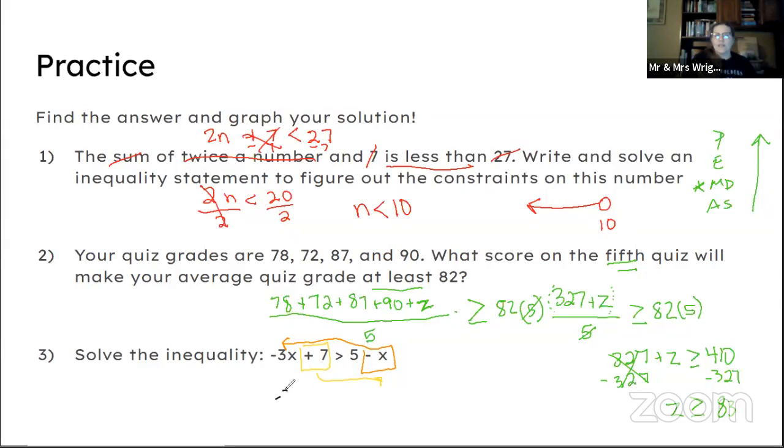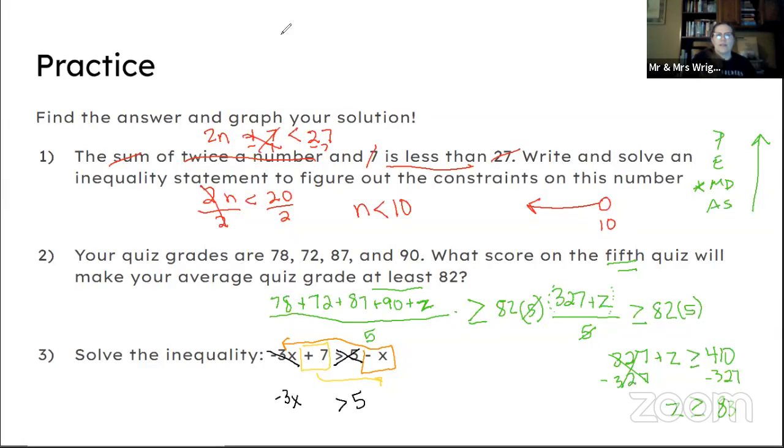Okay, then I'm going to write down the things that didn't change. My negative 3x is going to stay exactly where it was. My greater than 5 is going to stay exactly as it was. So all I did was bring those down. I didn't change anything about those, right?